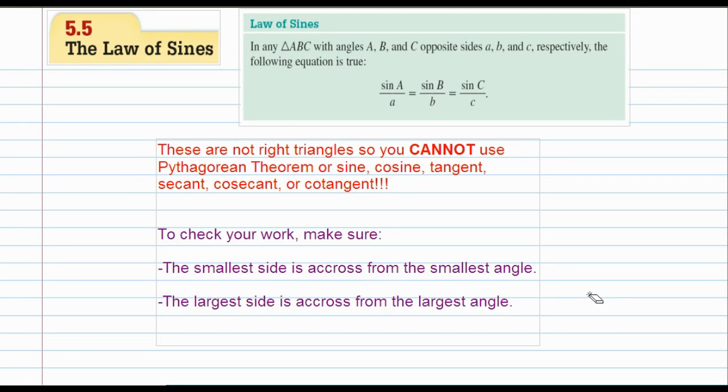This is the screencast for section 5.5, example 1. In this section we're going to explore the law of sines.